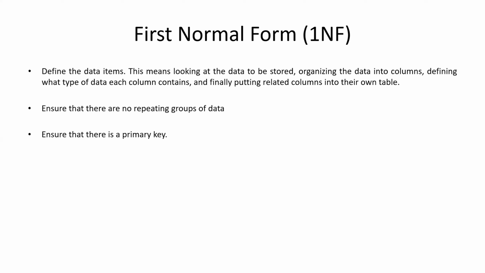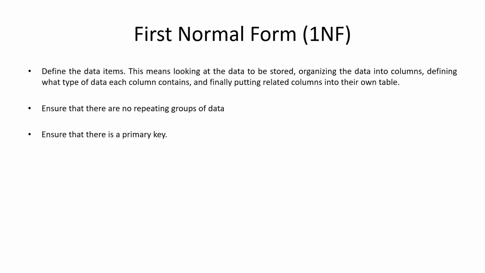Defining the data means looking at the data to be stored. Organizing the data into columns means giving the appropriate column names like EID, DOB, department, designation, etc. Defining what type of data each column contains: if you remember, whenever I gave you the tables, we discussed the data types, where we will be taking care of char, date, int, and what will be the size. Yes or no? We discussed. Yes, sir. So that is again a part of the normalization form.